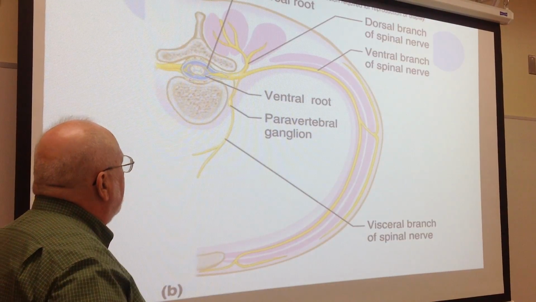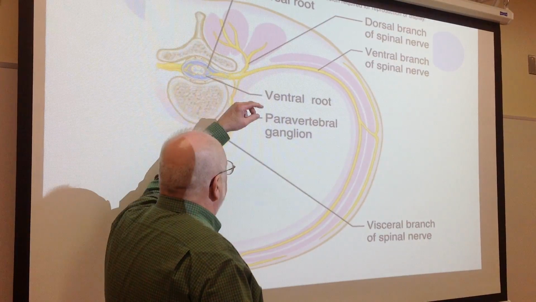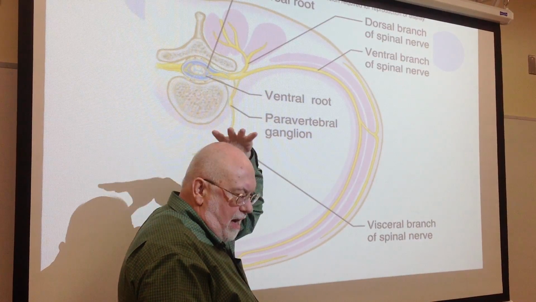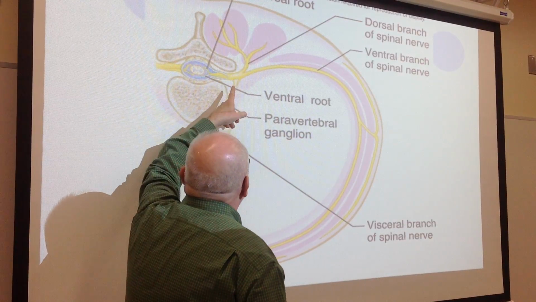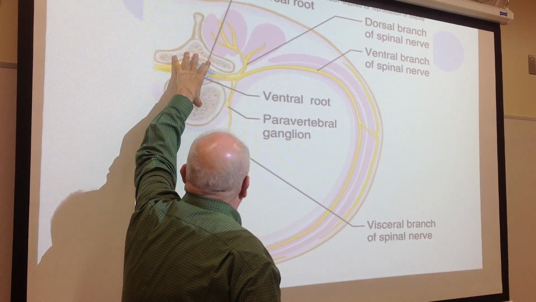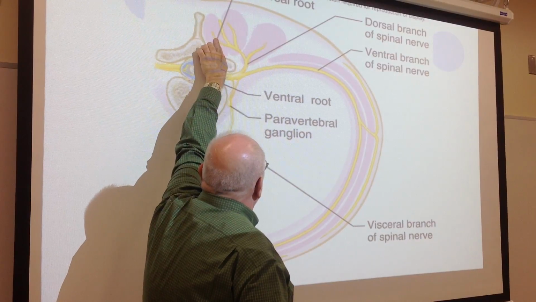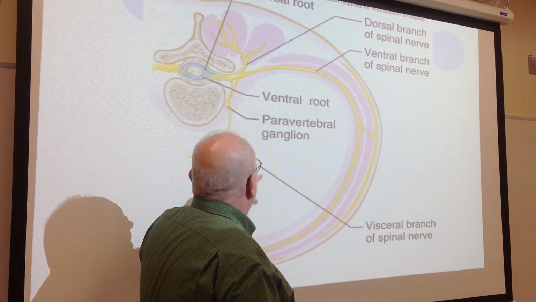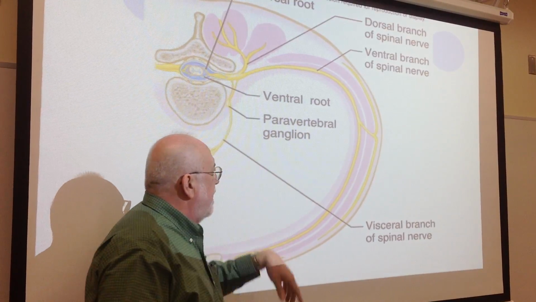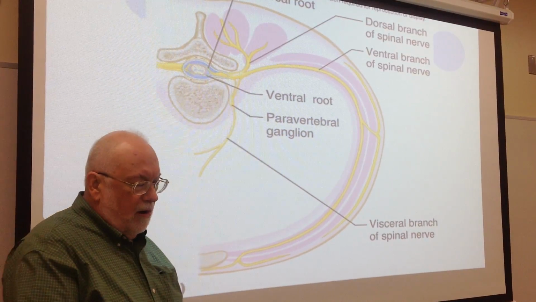And here is another view, which is probably a bit better. It shows more in perspective. And I think you've got a diagram like this in your book. But there we have the cord of the vertebrae. Here is the dorsal root. Here's the ventral one. All right, and then here is the paraventral, and that's the one that's going off to the viscera.